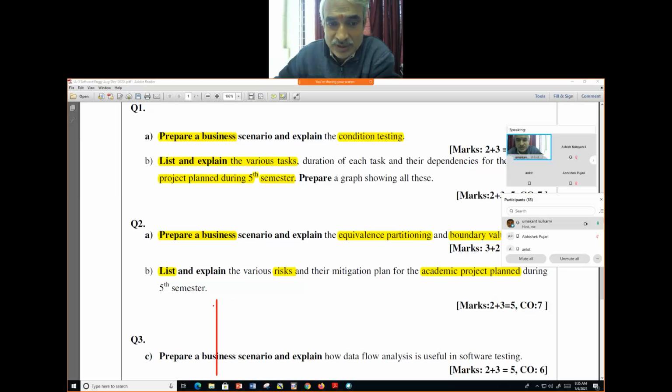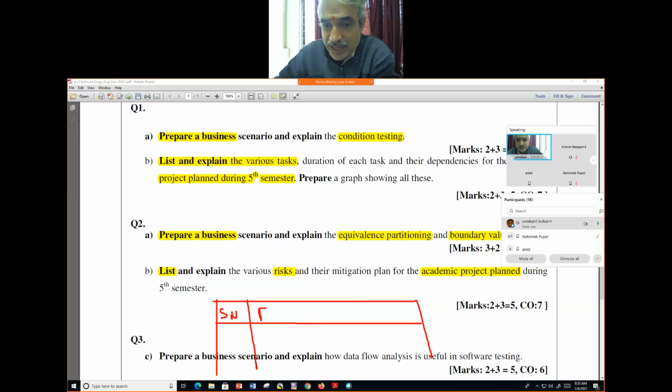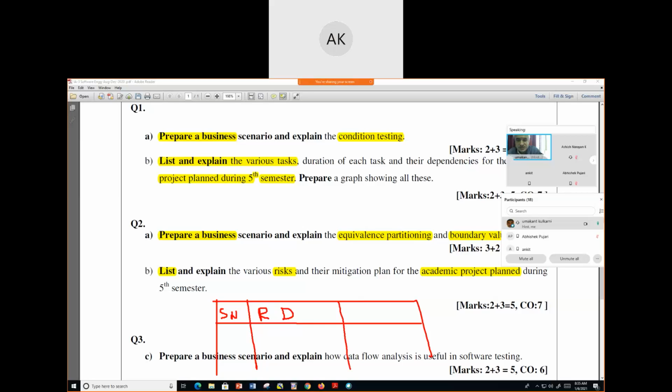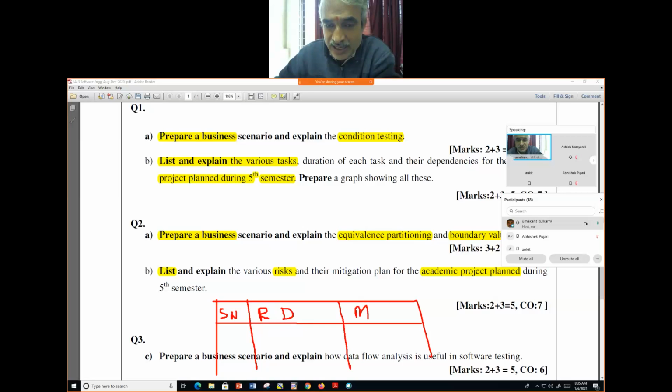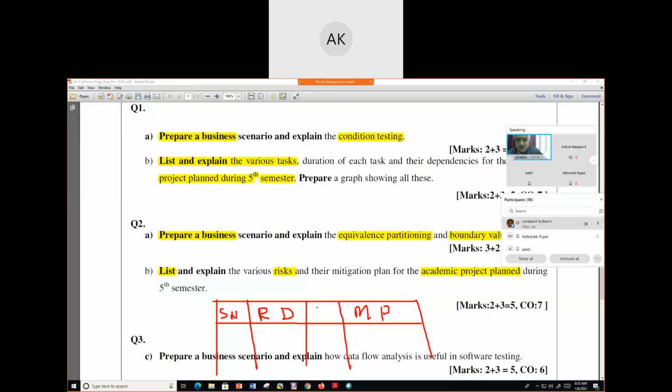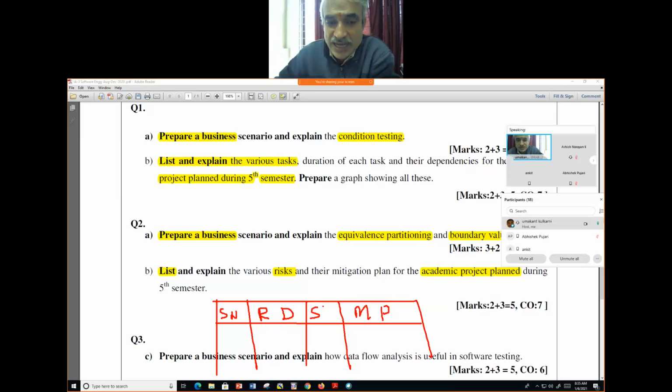Then write the table. Table title, serial number. Then you can write, in short, risk description. Then I can write mitigation plan. And you can write one more, severity level. Are you clear?